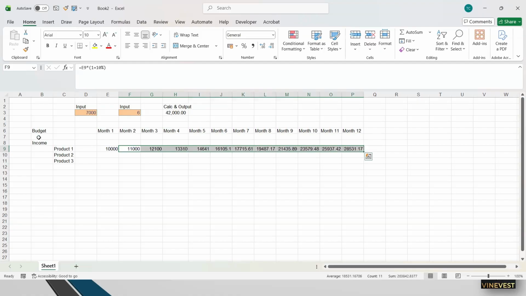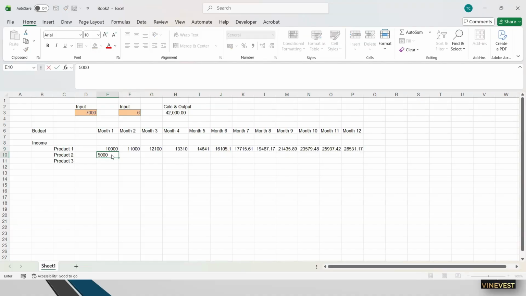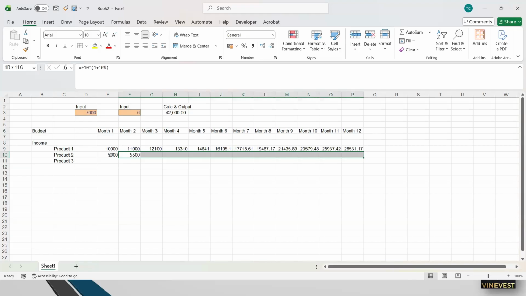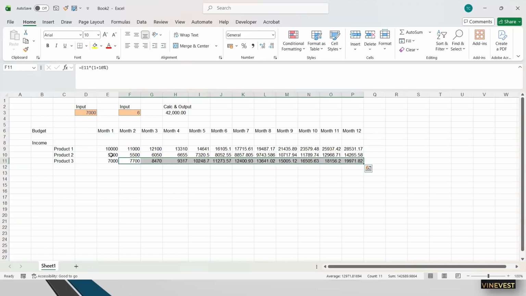But this is just an example. Let's say product two is doing 5,000 per month. So I'm going to copy this down, Control D. You can unmute and interrupt me if you want to. Okay, so let's say these are the income of this company, and let's see their expenses.